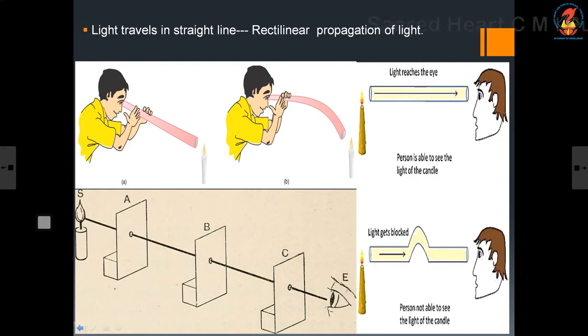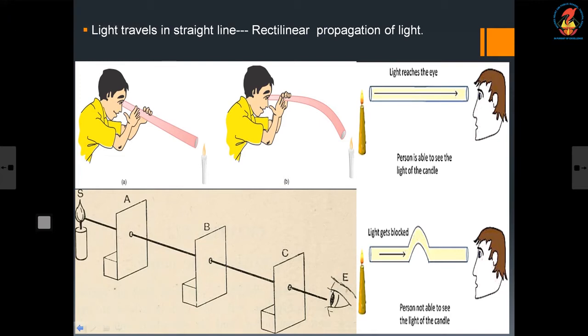A lighted candle is there. When you view through this tube, you can see the candle. Now slightly bend the paper, and you will not be able to see the candle flame. The reason is that light travels in a straight line.